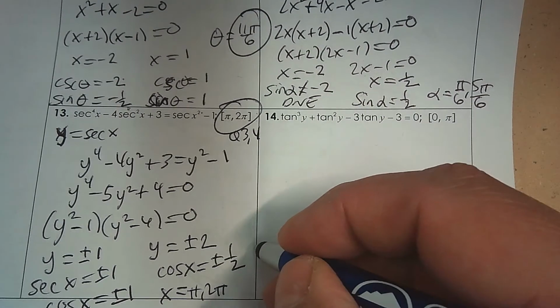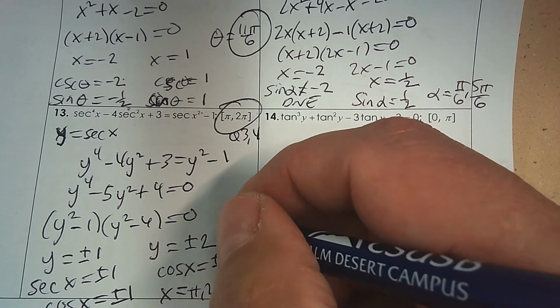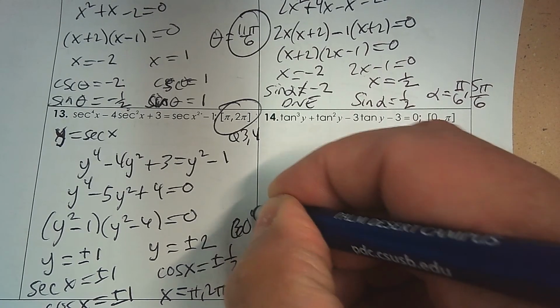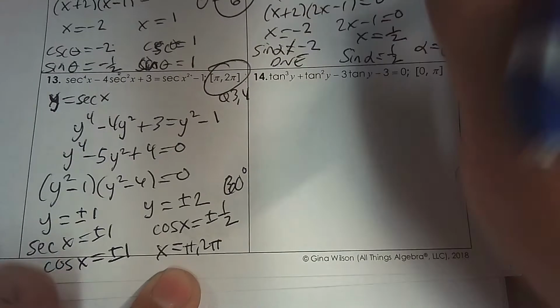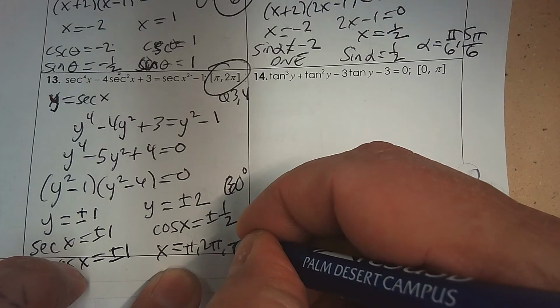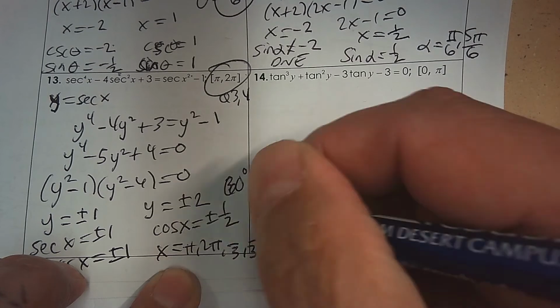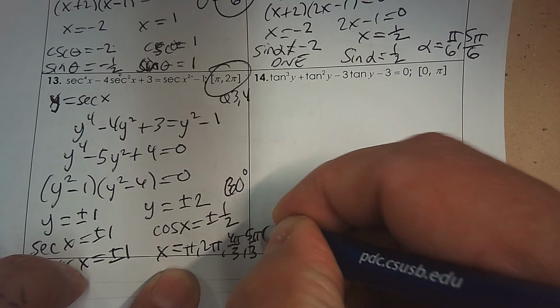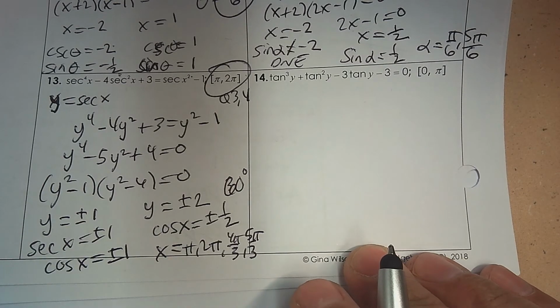For 1/2, what's the reference angle for 1/2? For the x coordinates, that is 60 degrees. That's pi over 3. And in quadrant 3, that's 4 pi over 3. And then in quadrant 4, it's 5 pi over 3.